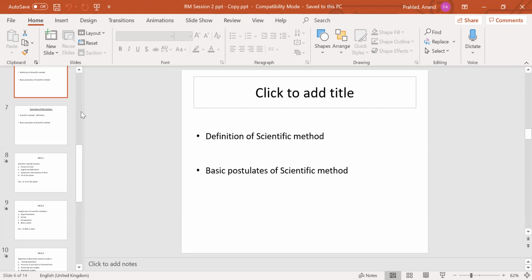Then, most important of all in a scientific method, the methodology is made known to all concerned for critical scrutiny. It is not that the researcher will conduct a research and keep the methodology to himself. It is made known to all so that it is scrutinized properly. And finally, scientific method aims at formulating scientific theories.